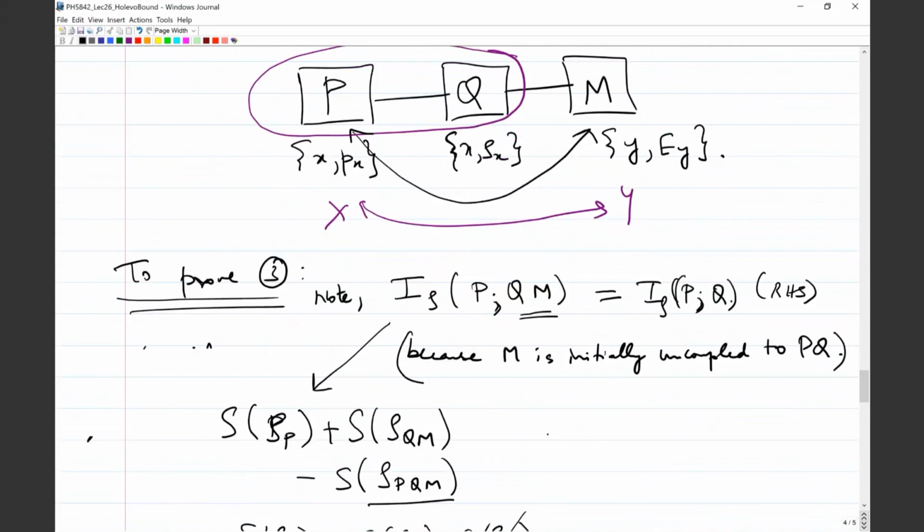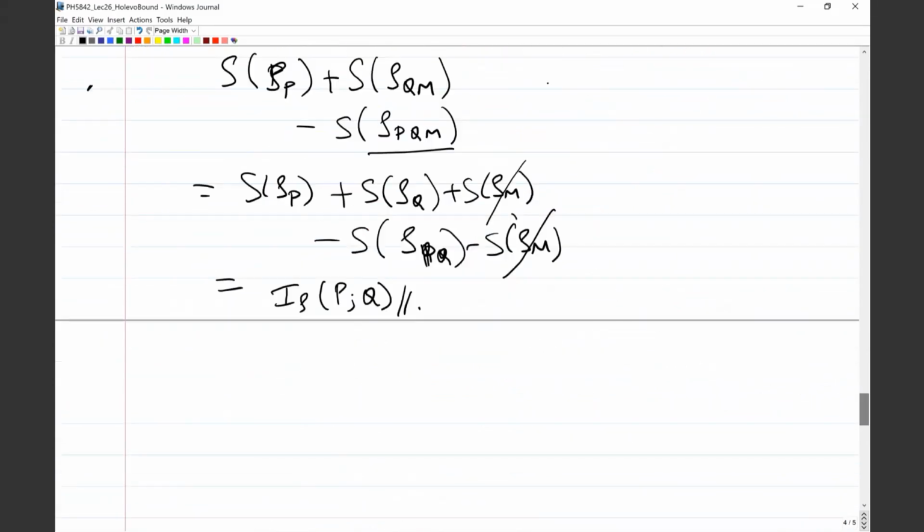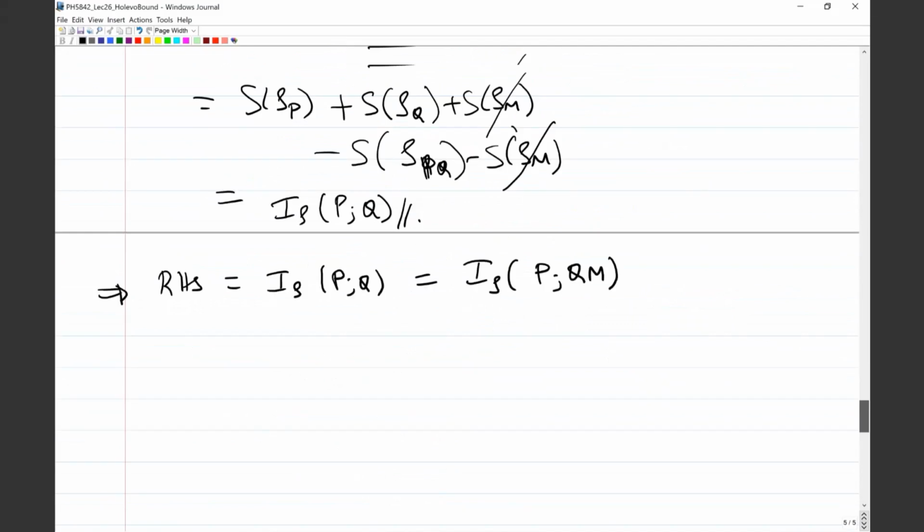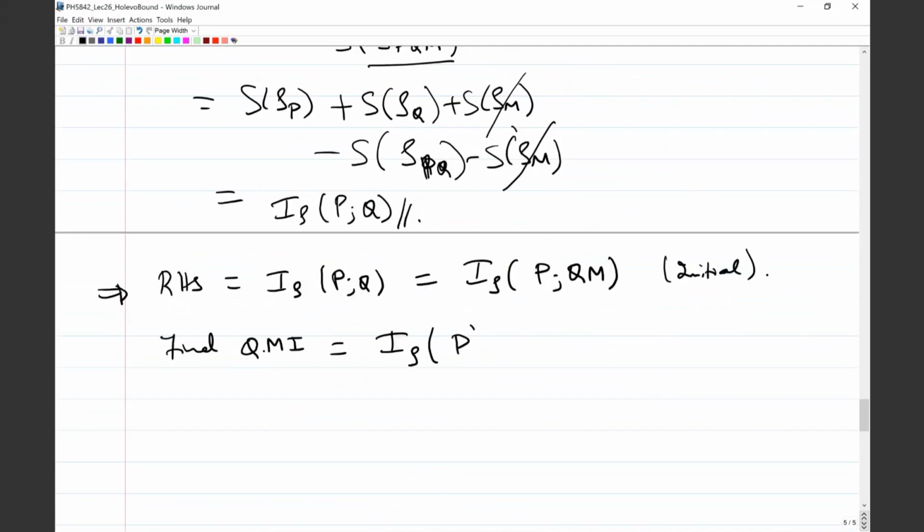Okay. So I write it like this. So RHS is this, the same as this. And now this is all initial. Okay. And now the final quantum mutual information. So QMI, quantum mutual information, is P prime, Q prime, M prime, right? So now I'm going to use two results from the previous chapter, which I did not prove then, but we can now prove these things in the next 10 minutes. It's essentially a tutorial for you guys. So you can prove these two results with me.